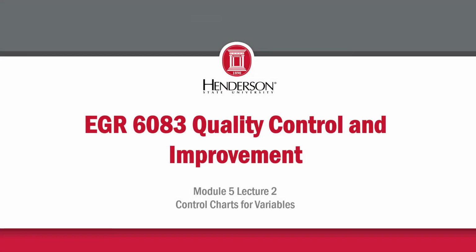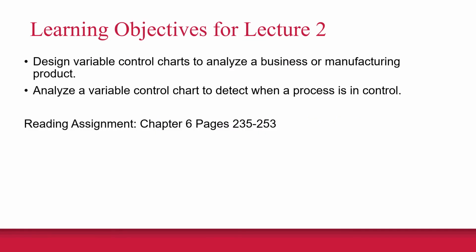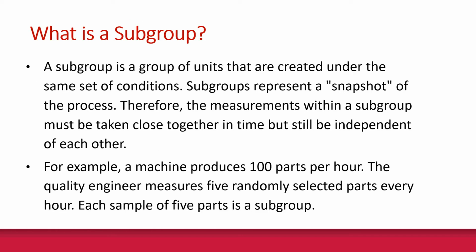Quality Control and Improvement, Module 5, Lecture 2, Control Charts for Variables. Learning objectives for Lecture 2 are to design variable control charts to analyze a business or manufacturing product, and analyze a variable control chart to detect when a process is in control. The reading assignment is Chapter 6, pages 235 to 253.